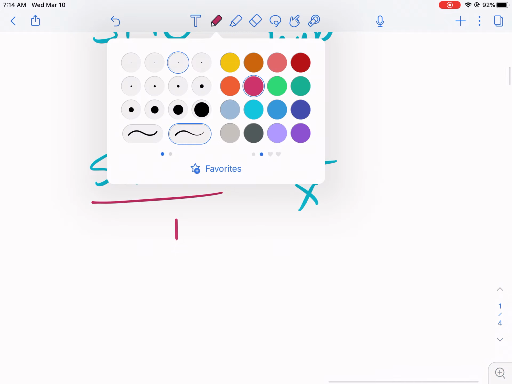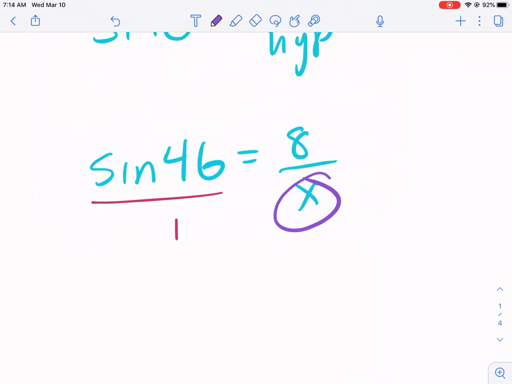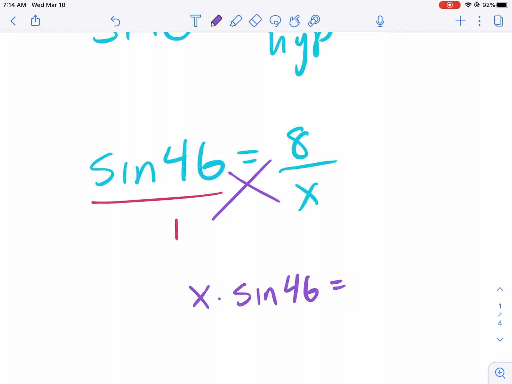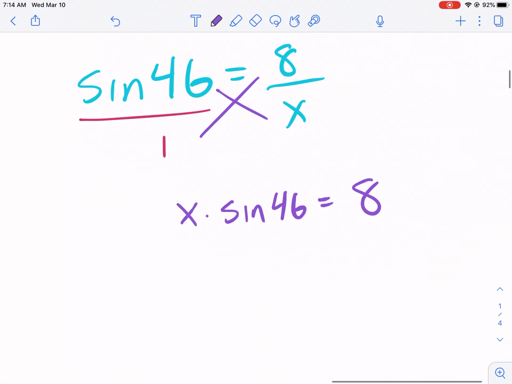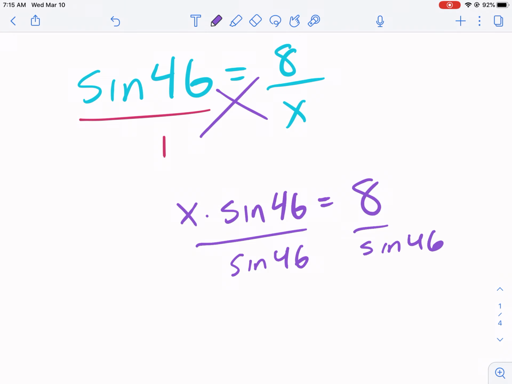When I put it over 1, I have an x in the denominator, and usually that's pretty tough to do if you're not doing cross multiplication. But this time when I do cross multiplication, it makes it way easier. So I have x times sine 46 equals 8 times 1, which is just 8. So you see, now I divide by sine 46. It makes it obvious that I need to divide by sine 46.